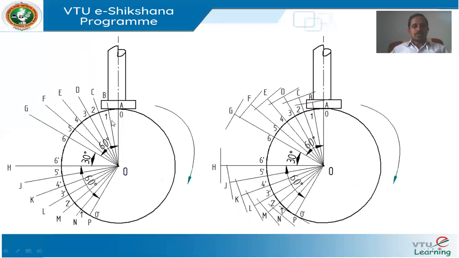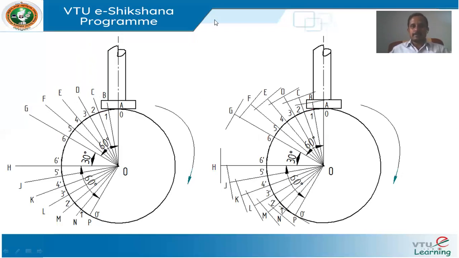Next, we need to extend all these paths up to a certain position, like O0 up to the base circle, O1 up to a certain position, O2, O3, O4, O5, and O6. Initially, we extend these paths up to a certain position during outstroke. Similarly, during return stroke, we need to extend all these paths up to certain positions. After this, along these paths, with reference to these divided points, we need to mark the intersecting points. In order to mark these intersecting points during outstroke and return stroke, we should take the distances from the displacement diagram.